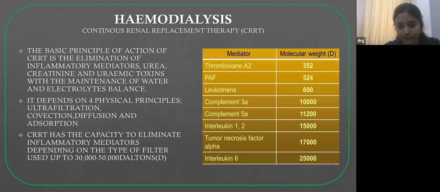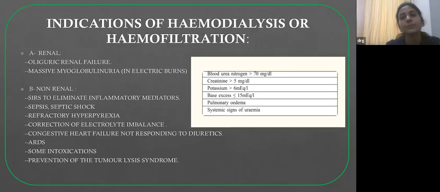50,000 daltons. So the indications for hemodialysis or hemofiltration: renal and non-renal. Renal, when there is oliguric renal failure or myoglobinuria in electric burns. Non-renal, such as systemic inflammatory response syndrome, to eliminate the inflammatory mediators, sepsis, septic shock, refractory hyperpyrexia, correction of electrolyte imbalance, congestive heart failure not responding to diuretics, ARDS, some intoxication, prevention of the tumor lysis syndrome.